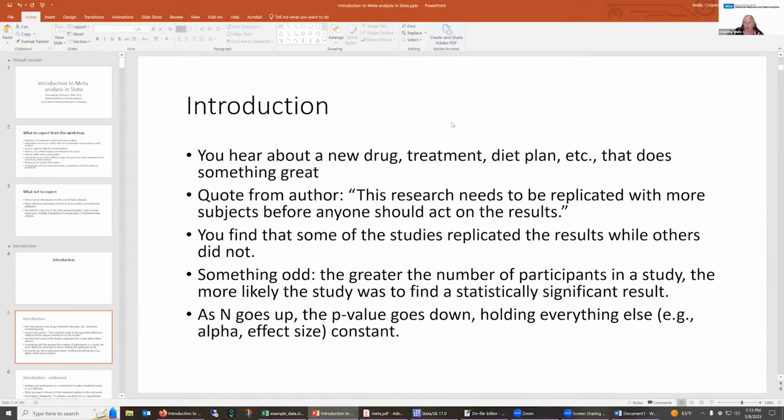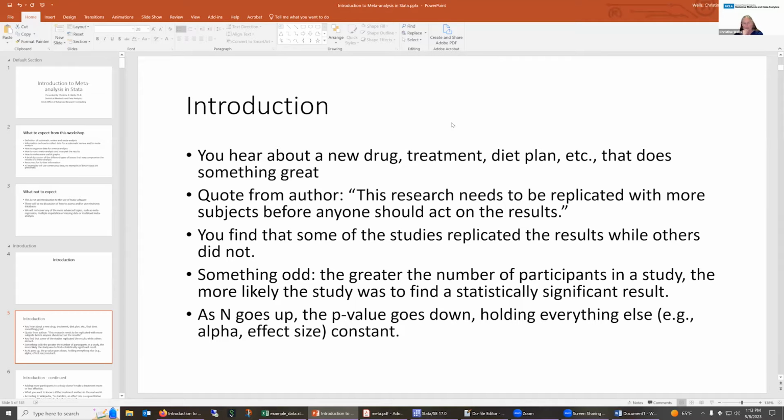And you think, yeah, okay, we always hear that. So you go out and you do a little bit of research, and you find that there are a number of studies that have looked at whatever it is that you heard about, and you find that some of these studies replicated the results while others did not.